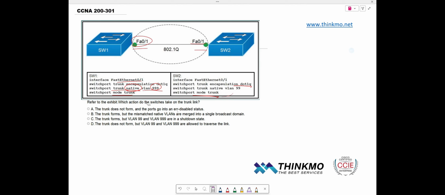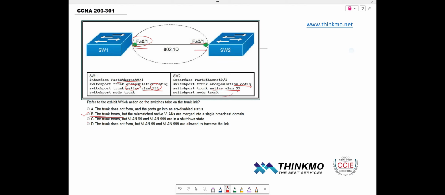Now, as for this answer, let's look further ahead. Check the next one and not worry about whether A is correct or not, because A doesn't clearly state that the answer is wrong either. Then the second one says the trunk link is formed, but the native VLANs do not match, right? They definitely don't match. It's obvious they don't match, so this statement should be correct.